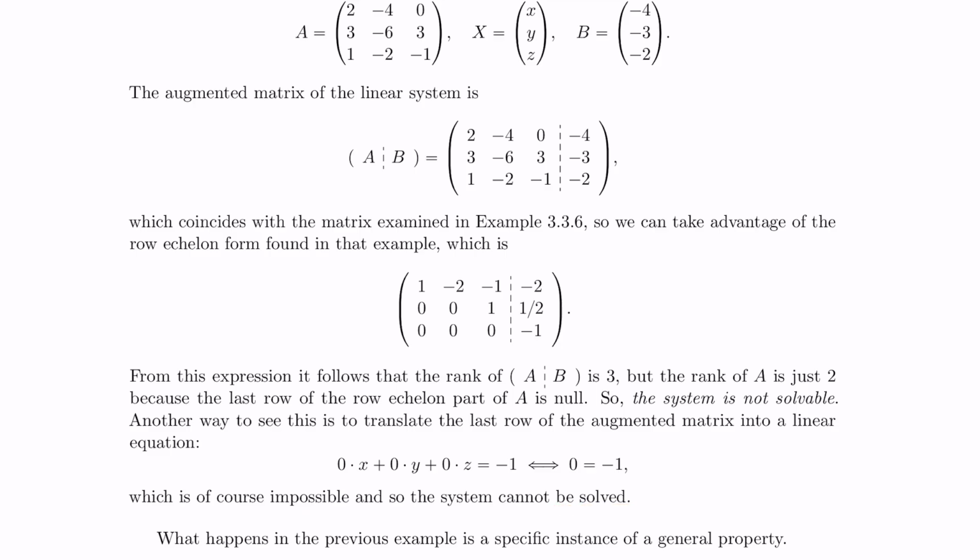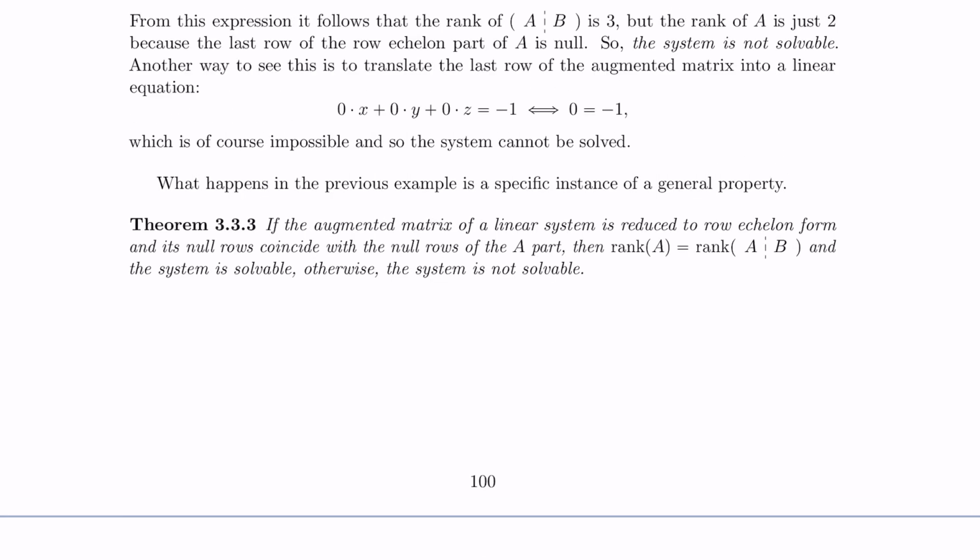What we have just discussed in this specific example can be stated in general terms. If the augmented matrix of a linear system is reduced to row echelon form and its null rows coincide with the null rows of the A part, then the rank of A is equal to the rank of the augmented matrix, and so by the Roche-Capelli theorem, the system is solvable. Otherwise, the system is not solvable. We have now all the information that we need in order to introduce the Gauss reduction or elimination method to solve systems of linear equations.